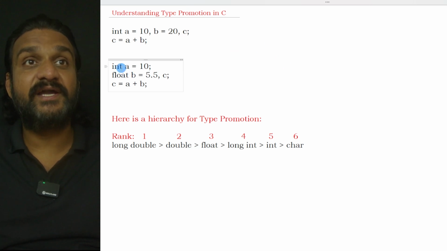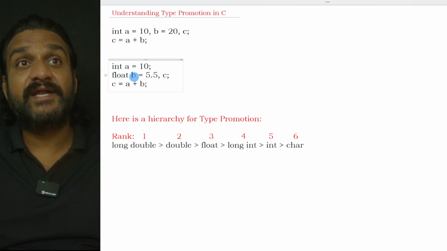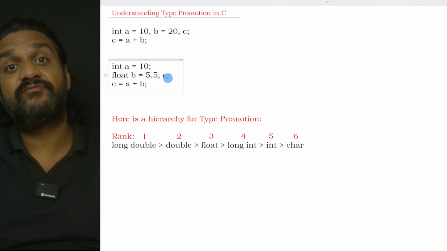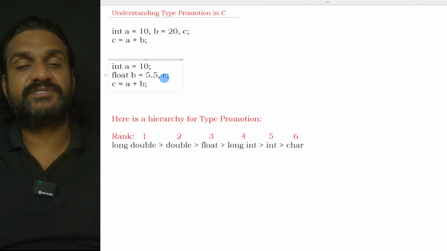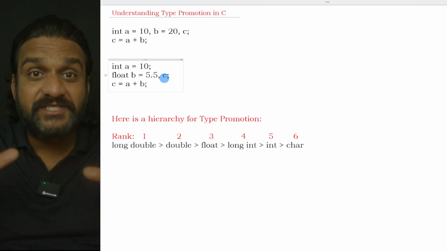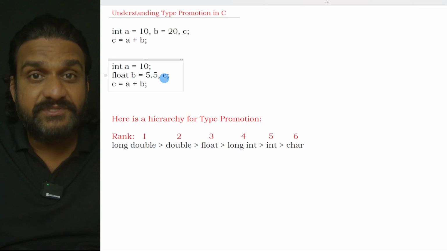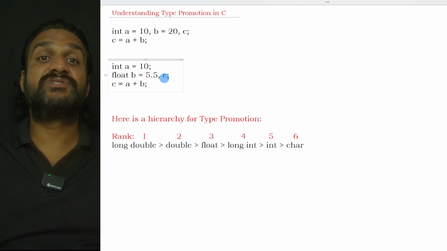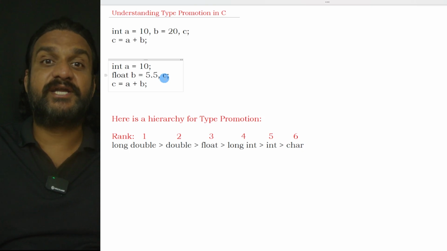Here we have a variable A of type integer and other variables B and C of type float. Both of them are different data types. Will the C compiler be able to do operations on variables of different data types? No. C cannot do operations on variables of different data types.